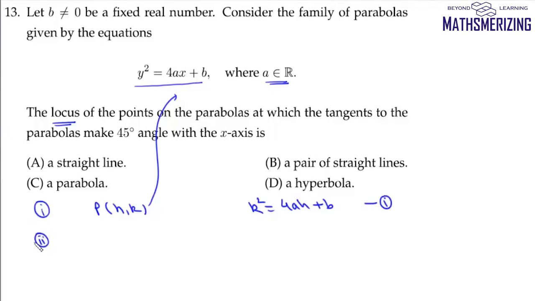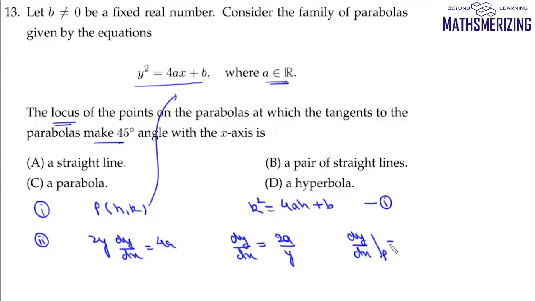Now the second step is to write mathematical equations for the condition given. The condition is the point on the parabolas at which tangents to the parabolas make a 45 degrees angle. So we have to find the slope of the tangent. We'll differentiate this curve, so we'll write 2y dy by dx equals 4a, that is dy by dx will be simply 2a upon y. Now dy by dx at this point P will be 2a, and we'll put in the value of y for this point P, so it will be 2a by k.